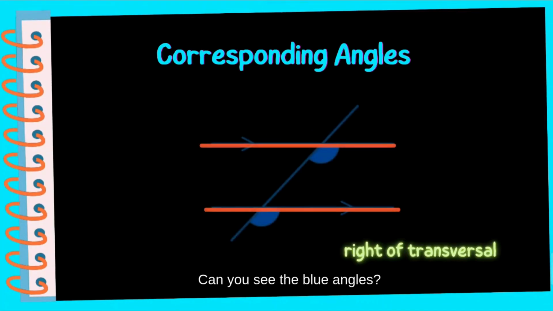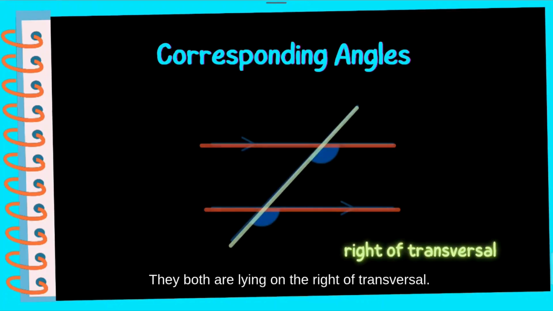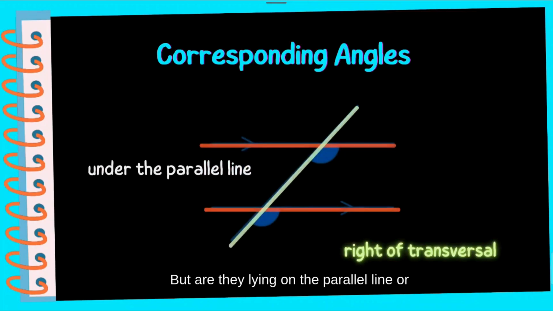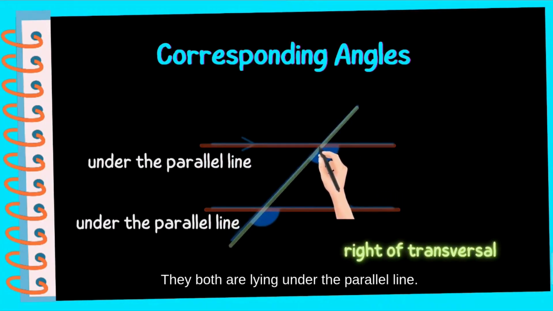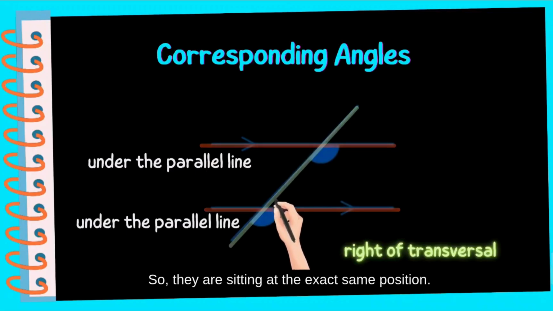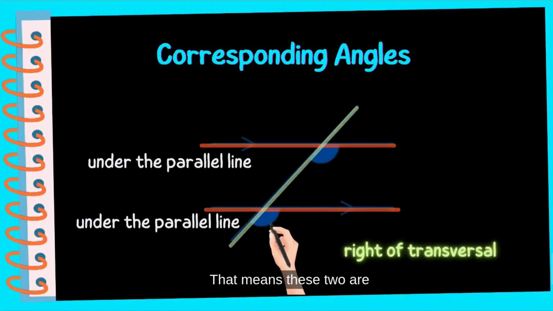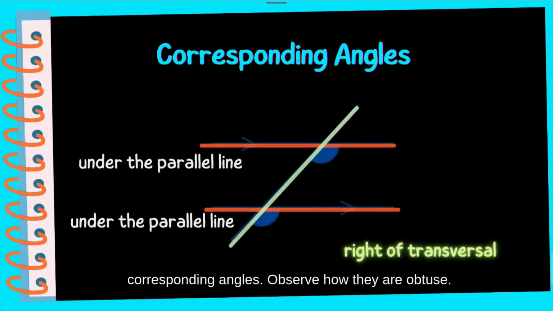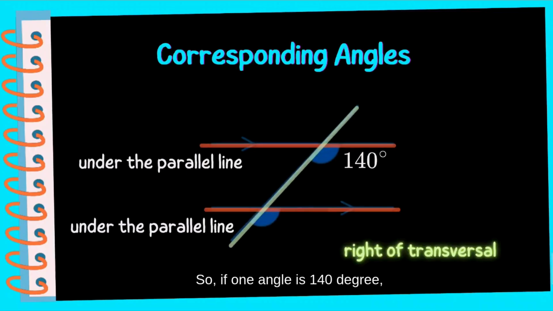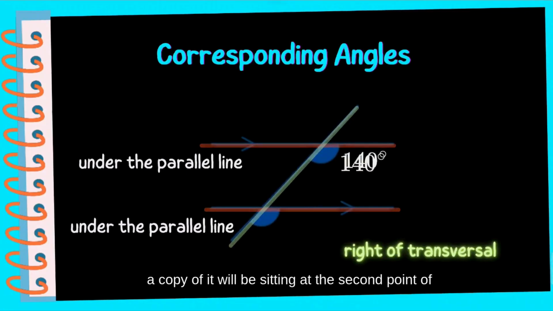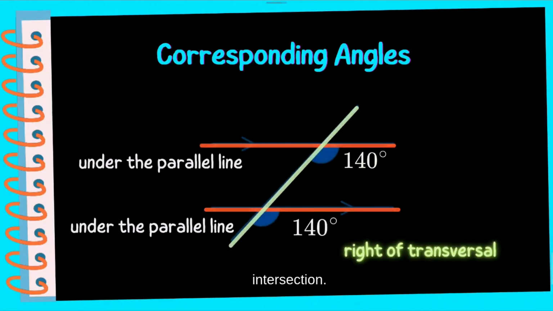Can you see the blue angles? They both are lying on the right of the transversal. But are they lying on the parallel line or under the parallel line? They both are lying under the parallel line. So they are sitting at the exact same position. That means these two are corresponding angles. Observe how they are obtuse. So if one angle is 140 degrees, a copy of it will be sitting at the second point of intersection.